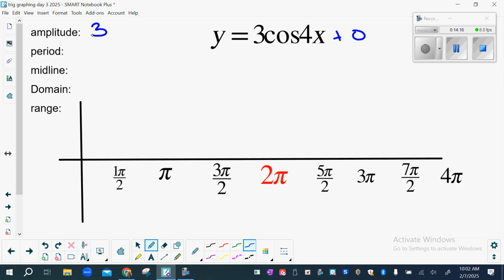Amplitude is 3. Period is 2 pi divided by 4, or pi over 2. Midline, 0. Domain, at least I'll get that right. And my range, I'm going to go from -3 to +3. Divide everything by 4.